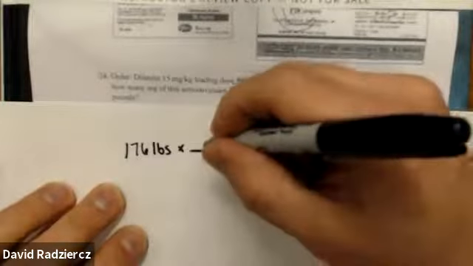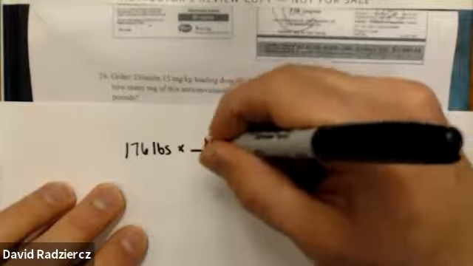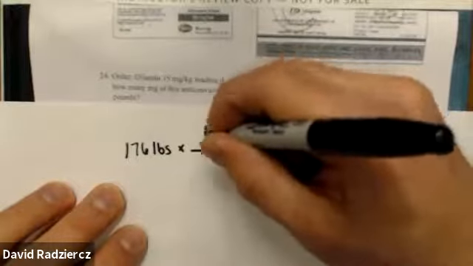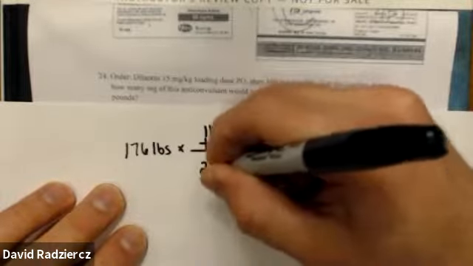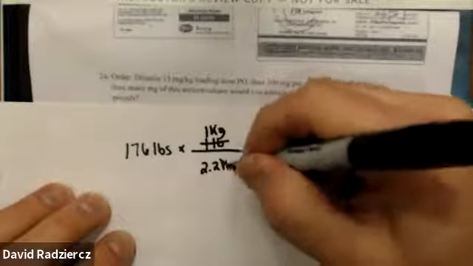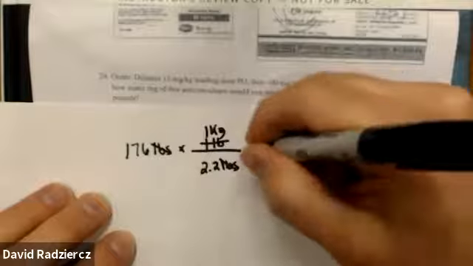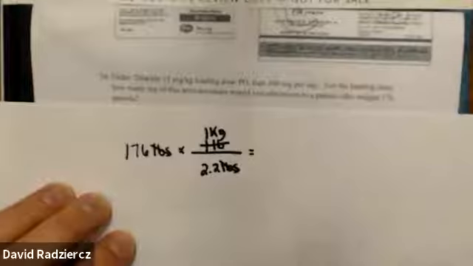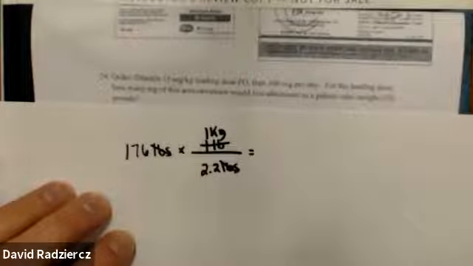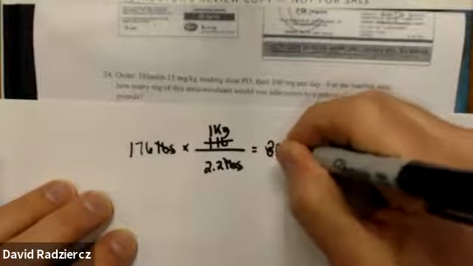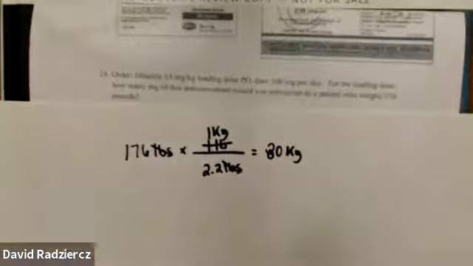Okay. So we know that one kilogram is equivalent to 2.2 pounds. We can cross out pounds. And then 176 divided by 2.2 is, I believe, 80. Yeah, 80 kilograms.